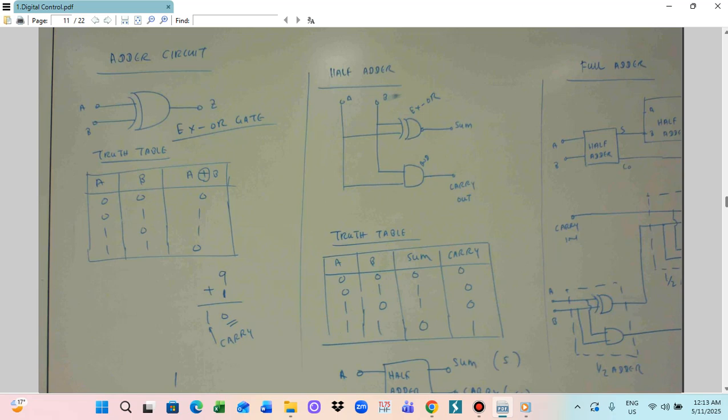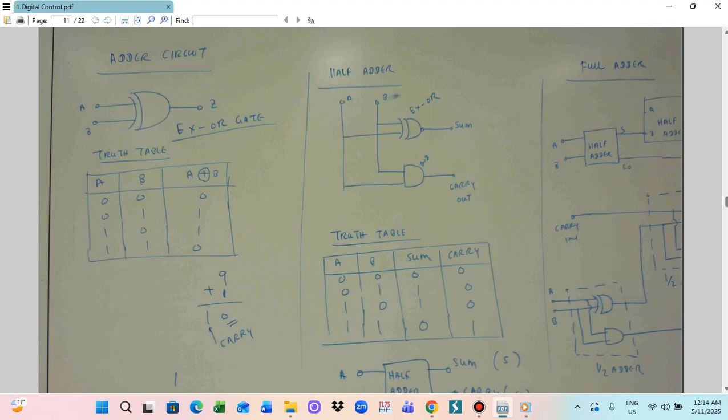Now we are talking about the adder circuit. The adder circuit uses the XOR gate, the exclusive OR gate. Why do we use the XOR gate? You see the XOR gate truth table: 1 and 1 is 0. This is similar to 9 plus 1 being 10, where the 1 is a carry and the 0 is the direct function. This function is similar to the XOR gate. This is why we use the XOR gate to construct the adder circuit.